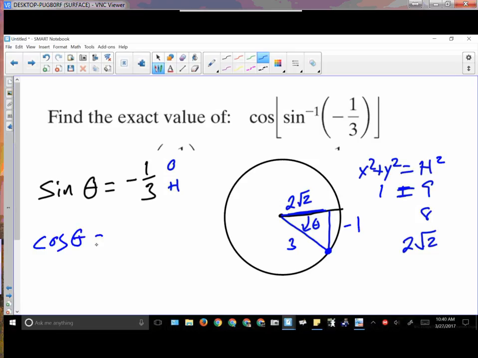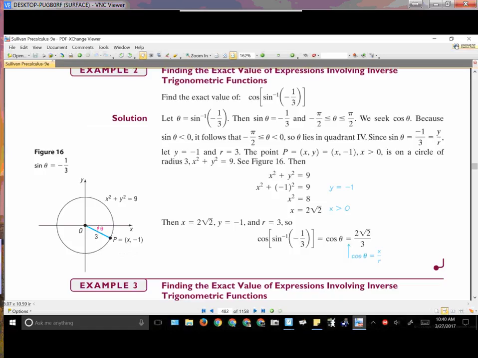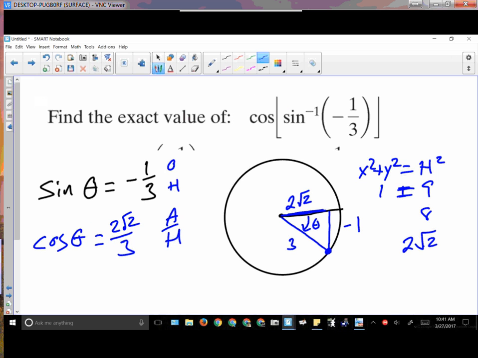Now that theta is what we have to put in here. And cosine is equal to adjacent over hypotenuse, correct? So what's the adjacent side to the theta? 2 square root 2. What's the hypotenuse? 3. So 2 square root 2 over 3 is what we should end up with. And that's exactly what we got. Okay. Now, is it going to be positive? Is it going to be negative? Got to be positive. Why? Where does it sit? It sits right there.